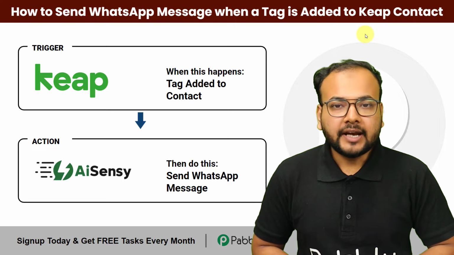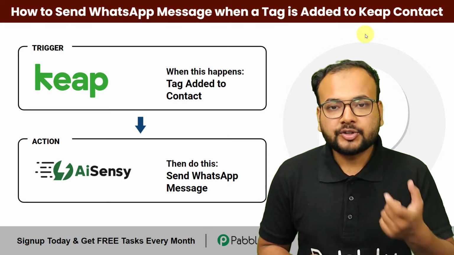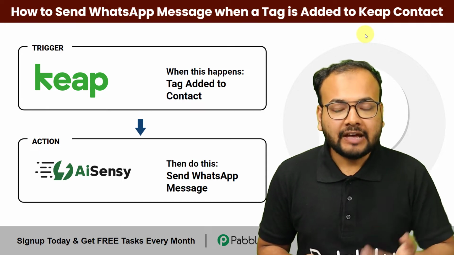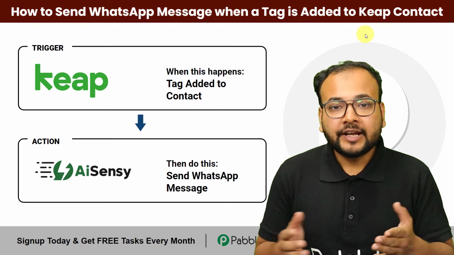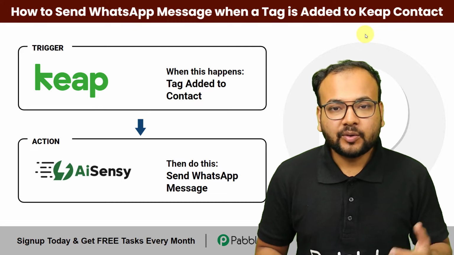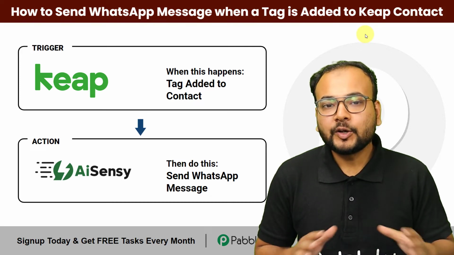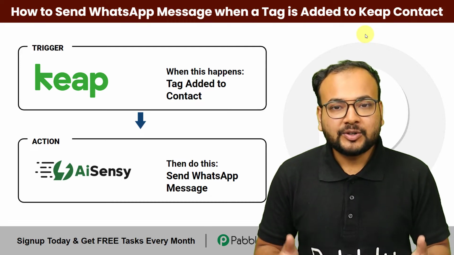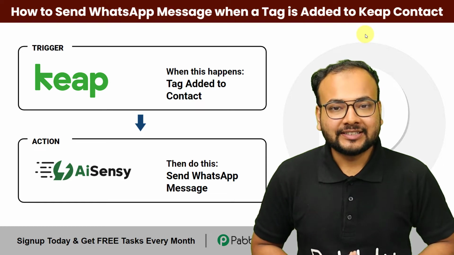So what if I tell you that you can receive a notification about such activities on your WhatsApp without lifting a finger? Well, that's entirely possible, and you can set up this whole automation workflow without any coding super simply. So I'm going to show you how you can set up this automation.